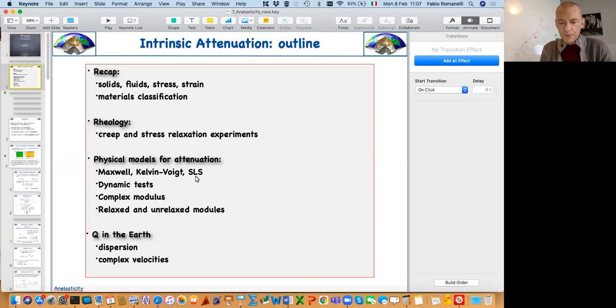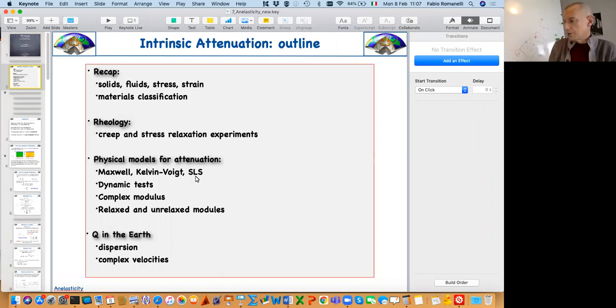So we will create a model, and then we will try to apply that model to the Earth in general, and then get a couple of ideas about the consequences on the wave field propagation inside the Earth. And we will discover that what we call seismic velocities will become complex. And as a final surprise, we will also get a sort of dispersion, but it is not the dispersion of surface waves, it will be the dispersion due to causality and anelasticity. So this is today's recap.